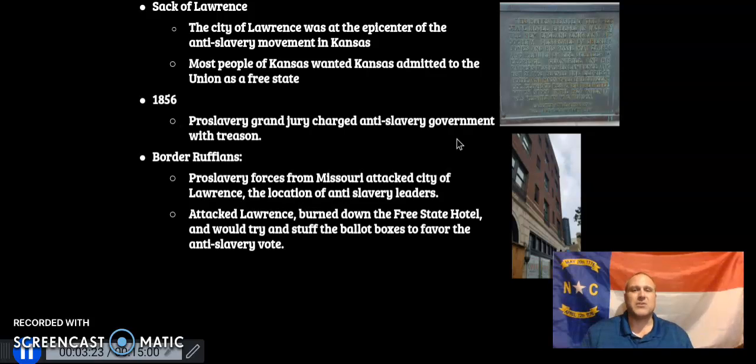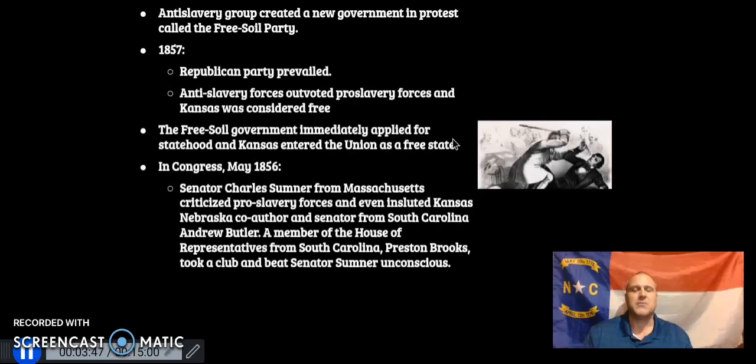So these border ruffians go over there. They aren't really killing yet. They're burning the town, like the Free State Hotel. They're burning homes, attacking the homes of anti-slavery forces in Lawrence, Kansas. This is why it's called the Sack of Lawrence. These border ruffians go in there, really take down the city, burn the city down, and cause a lot of havoc, a lot of ruckus.